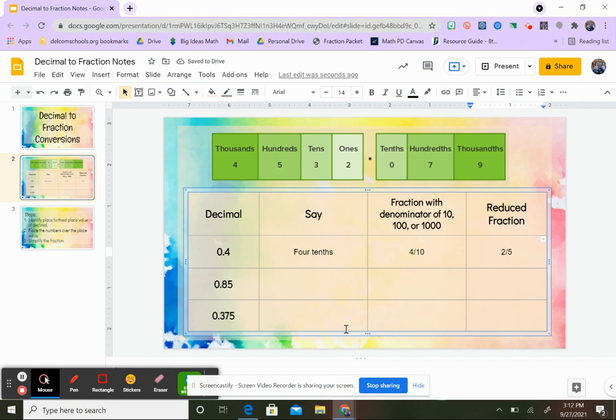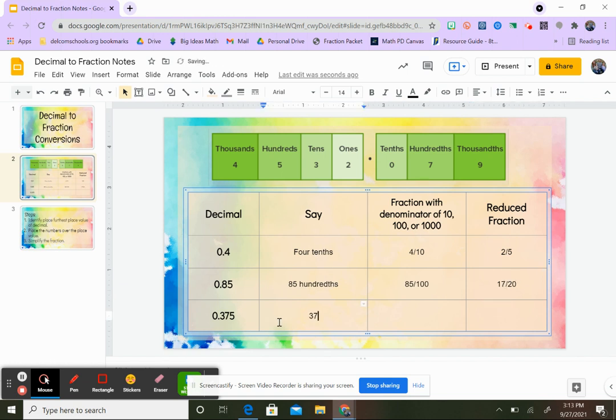The next one is 0.85. And that is actually 85 hundredths. You're going to put 85 over 100. And I know that that is divisible by 5 because that ends in a 5 or a 0. So 85 divided by 5 is 17, and 100 divided by 5 is 20. And we can finish being done with that one because 17 is prime.